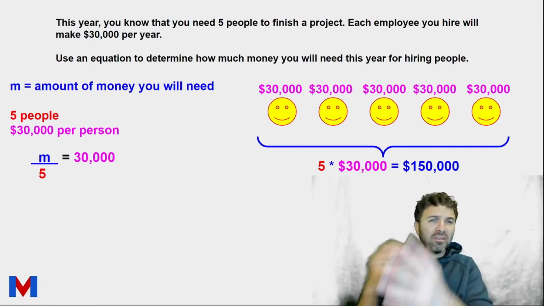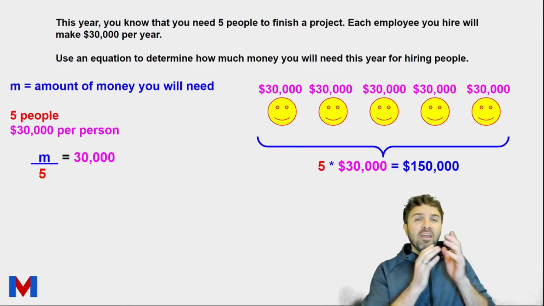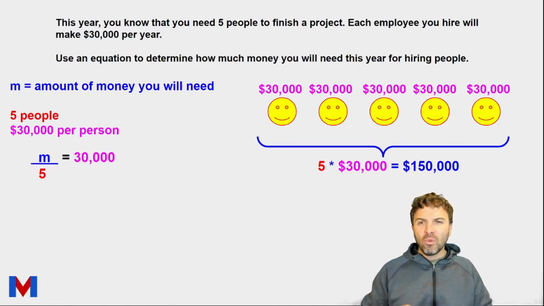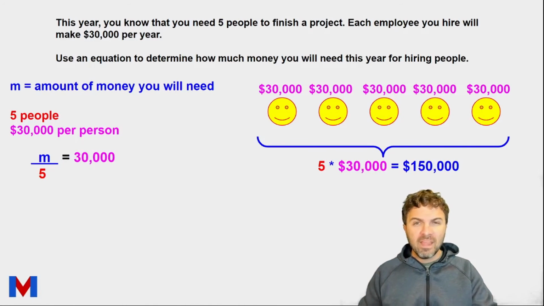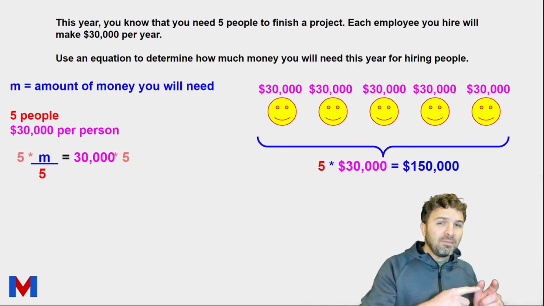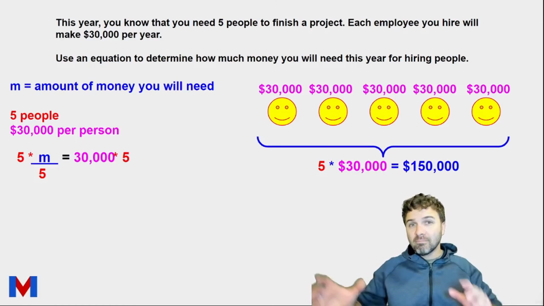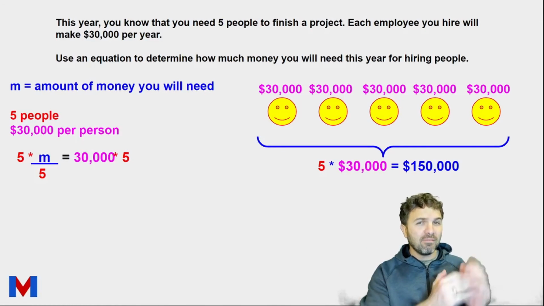We got some amount of money that you need that's split amongst 5 people, and each person is going to be getting $30,000. So to get that M by itself, we need to get rid of that divided by 5. And to get rid of divided by 5, we got to do the inverse operation, or the opposite operation. So instead of divided by 5, we're going to multiply by 5. And then whatever we do to one side, we do the same thing to the other side because it's an equal sign. An equal sign tells us that both sides are the same, that they're equal. So if I multiply one side by 5, I got to multiply the other side by 5.